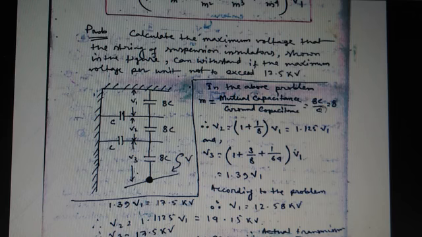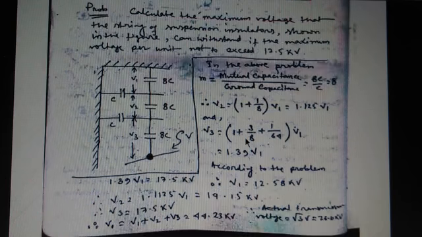So the value of M is equal to 8. Therefore, V2 equals 1. We know the formula is V2 equals 1 plus 1 by M into V1. So here V2 equals 1 plus 1 by 8 into V1, and the result is 1.125 V1.